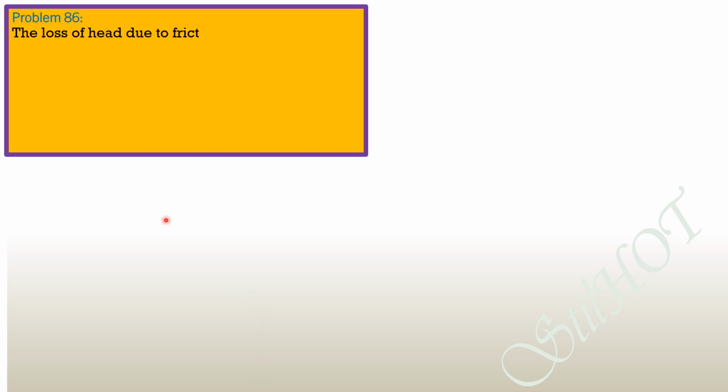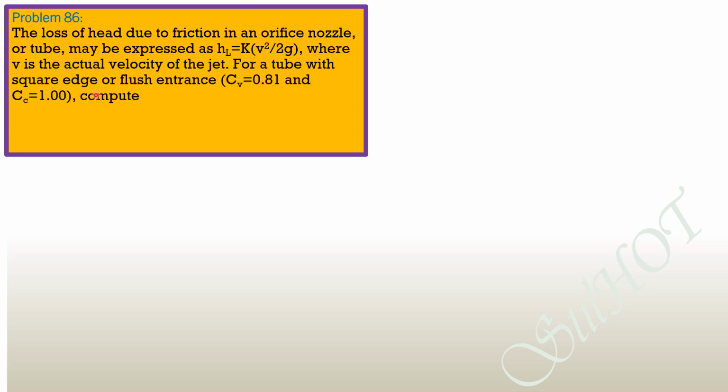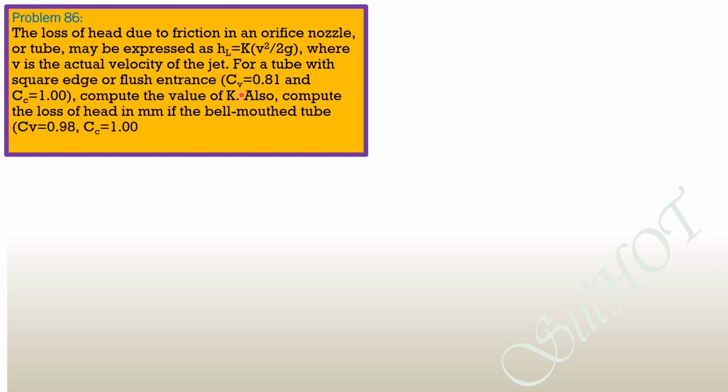Problem 86. The loss of head due to friction in an orifice, nozzle, or tube may be expressed as H sub L equals capital K, or loss coefficient, times the actual velocity head, where V is the actual velocity of the jet. For a tube with square edge or flush entrance, the coefficient of velocity is 0.81 and the coefficient of contraction 1.0. Compute the value of K. Also compute the loss of head in millimeters if the curved edge tube or bell mouth tube with C sub V 0.98, coefficient of contraction 1.00, discharges water under a head of 1.5 meters.